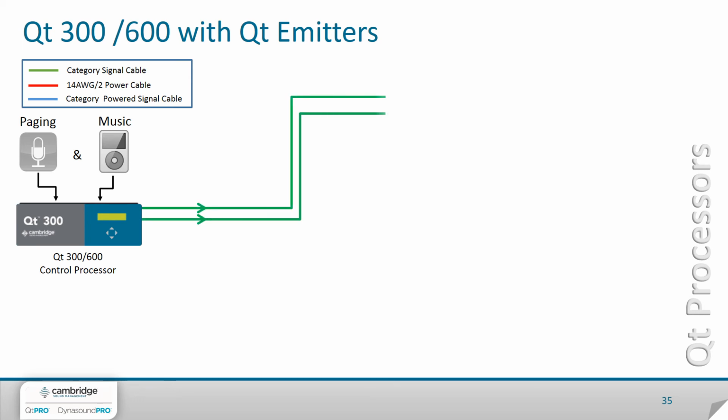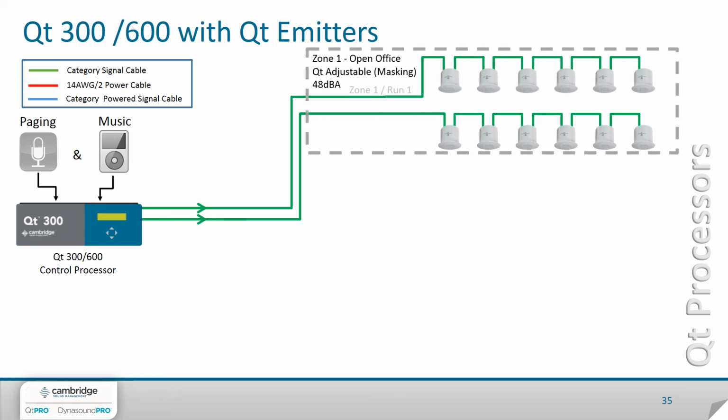Our target level for this area is 48 decibels A-weighted. Using QT adjustable emitters, we generate sound masking utilizing 2 separate cable runs of 60 devices per run. As stated previously, these emitters simply daisy chain from output to input throughout the cable run.